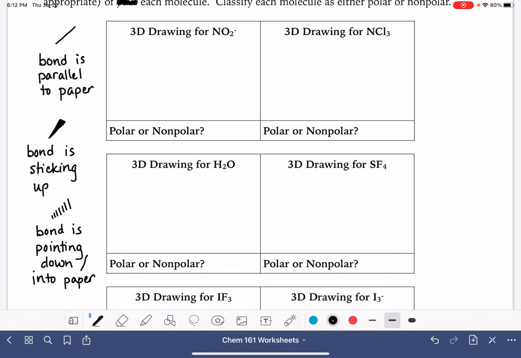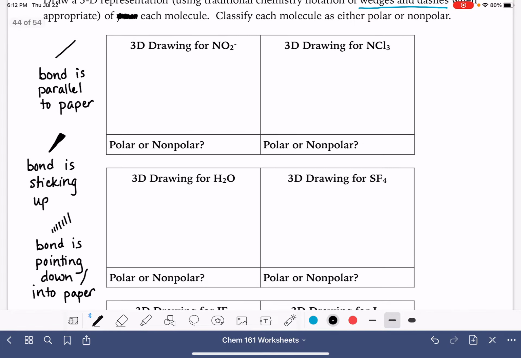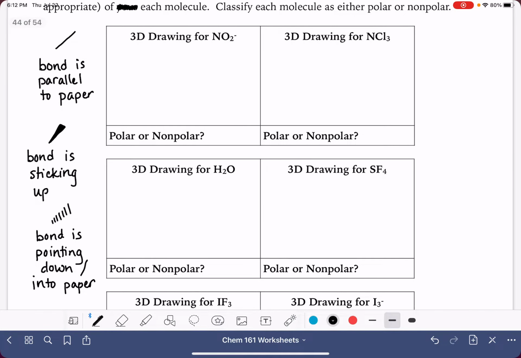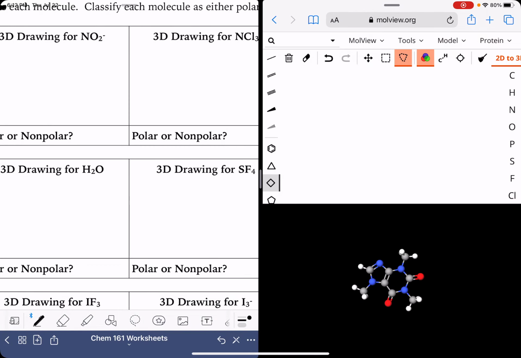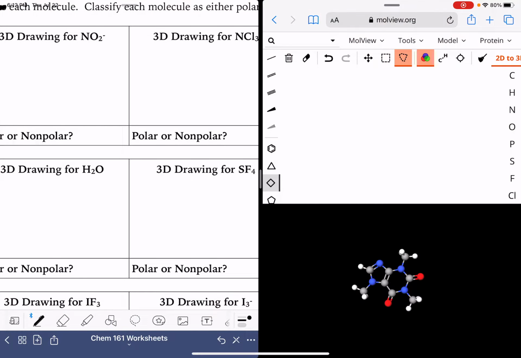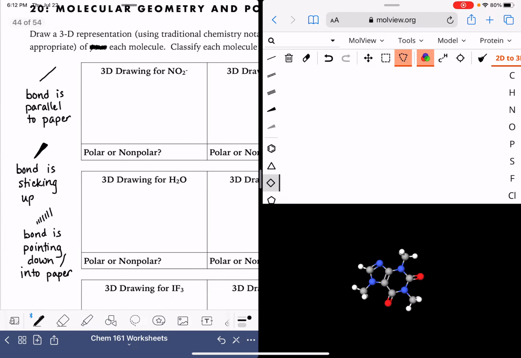So for these 8 molecules, I think we're going to use this wedge and dash notation to represent these molecules in 3 dimensions. Really easy if you have a model kit and you can build the models. That's going to help a lot. And since I can't use a model kit on something like this, I'm going to use this website called moleview.org. This website allows us to come up with models or representations of these different molecules.